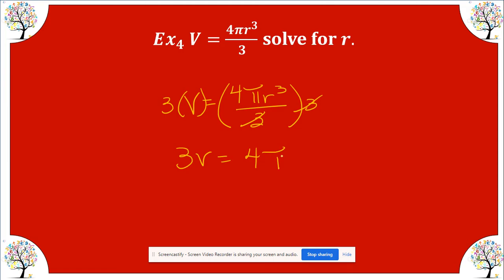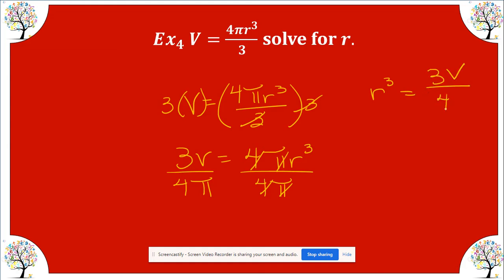We have 4 pi r to the third. We're going to undo the multiplication of 4 and pi, and we can do that in one step. That cancels the 4's and the pi's. And now I have r cubed is equal to 3 times the volume over 4 pi.